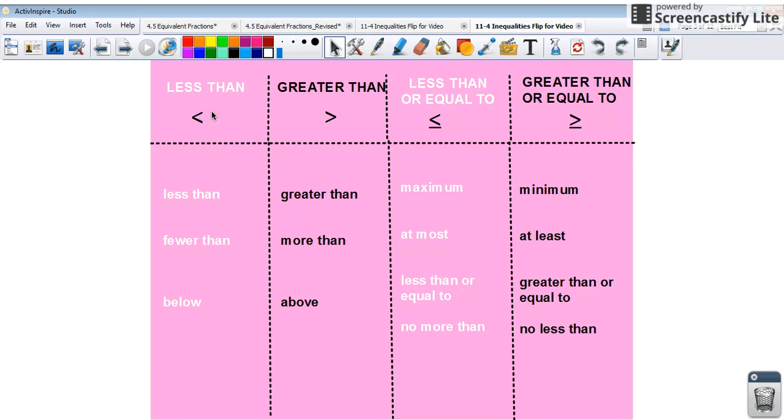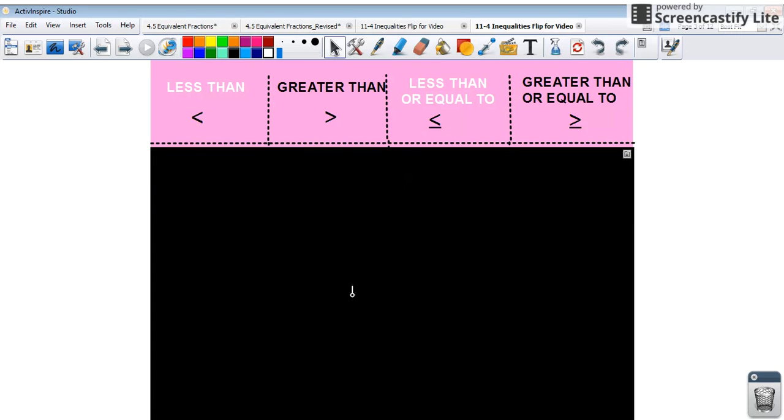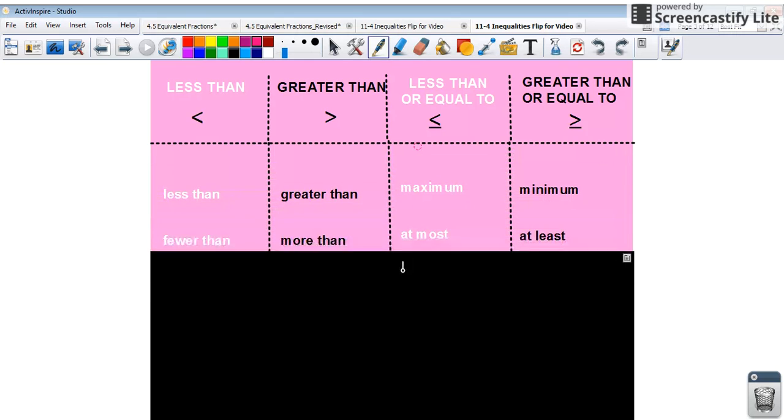You have your less than symbol, your greater than, your less than or equal to, your greater than or equal to. Okay, you're probably familiar with the less than and the greater than symbols, but the less than or equal to might be new for you. The only difference is that we put a line underneath, so it's kind of a mix between a less than symbol and an equal sign. Okay, and the same thing for greater than or equal to.